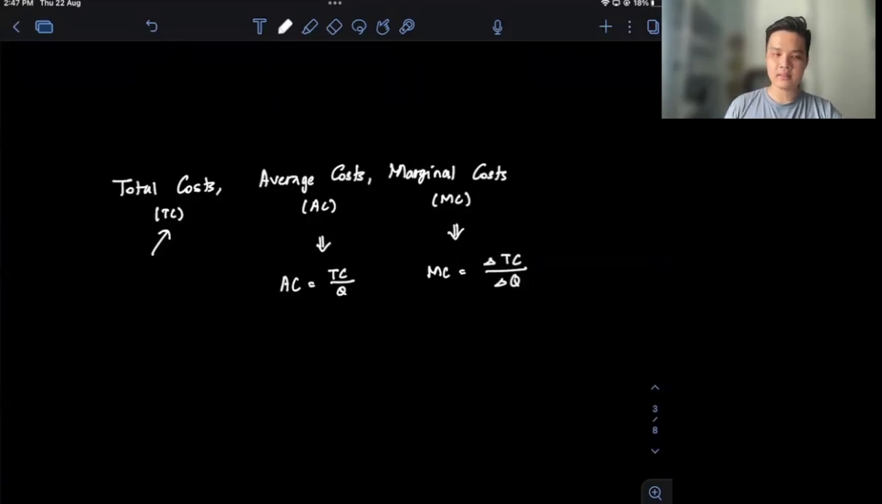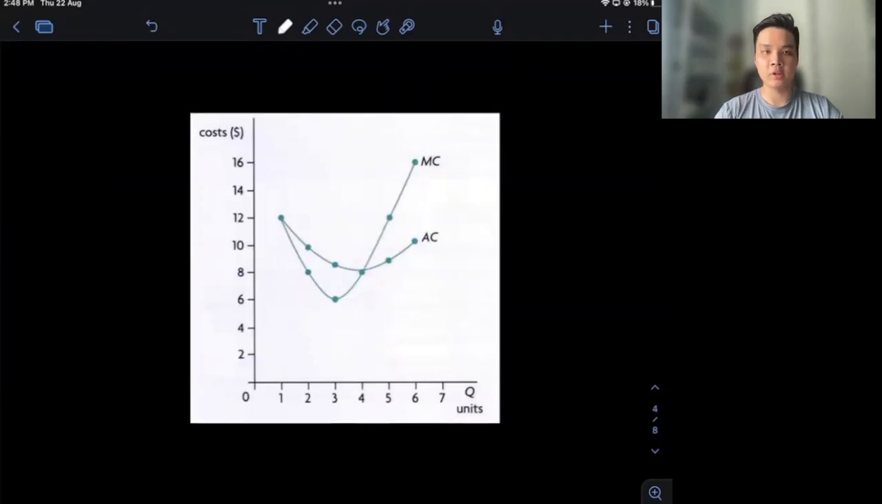Lastly, marginal costs, MC, refer to the additional costs of producing one additional unit of output. And once again, you can calculate all three types of costs by simply knowing the total cost and the quantity of outputs. Do take note of the relationship between average cost, AC, as well as marginal cost, MC, in the short run.